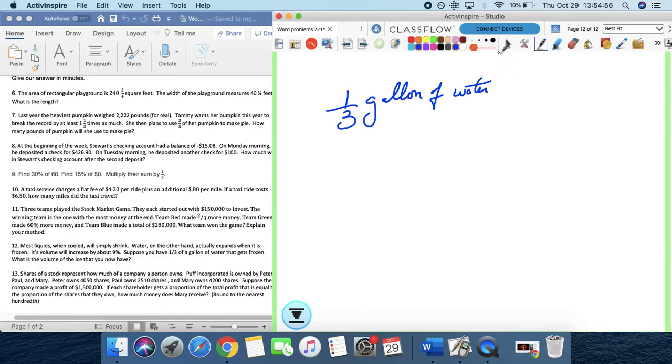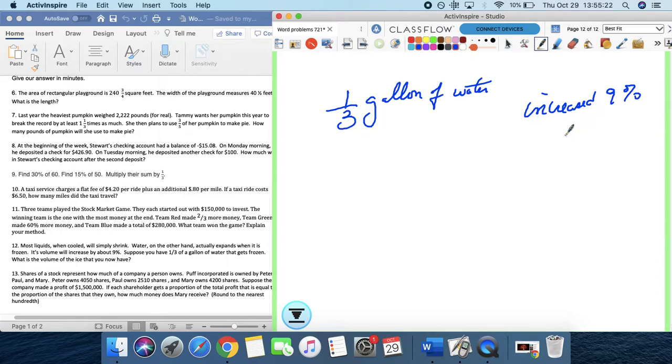And it increased by 9%. Okay, so water, and then, all right, this increased by 9%. So I'm going to have a little bit more than 1/3, right? Not quite 2/3 maybe, but I'm going to increase by 9%. So we can take the 1/3.